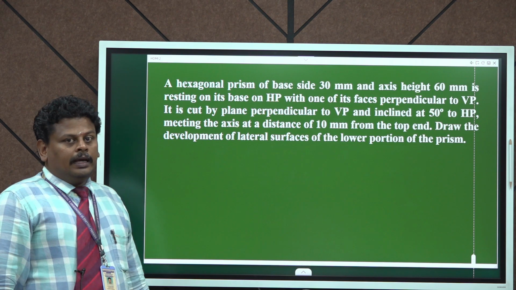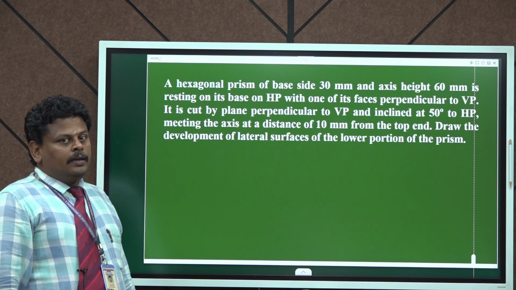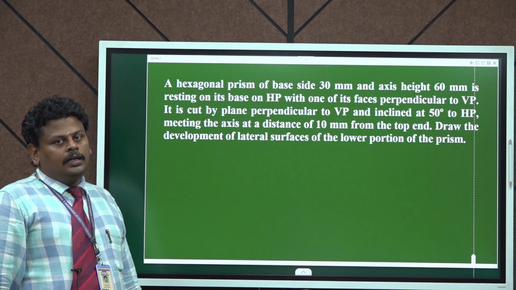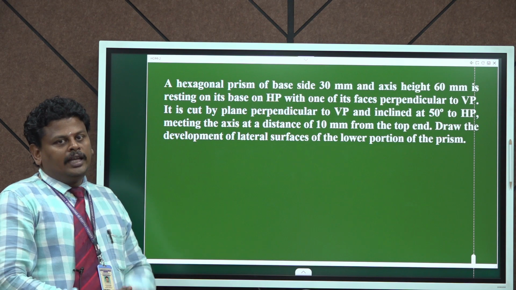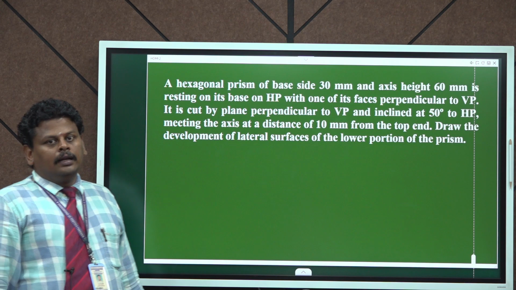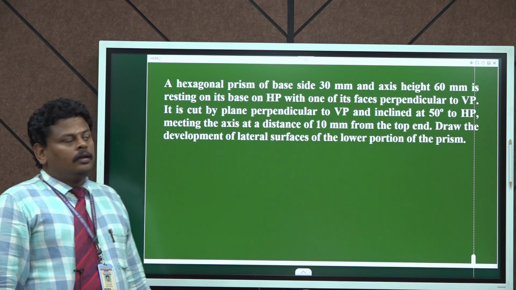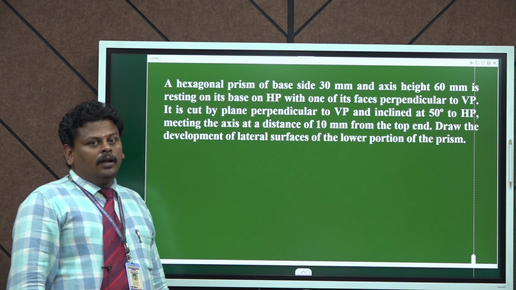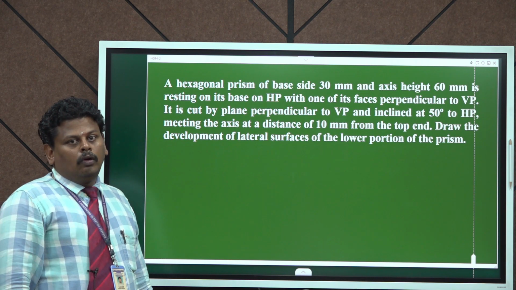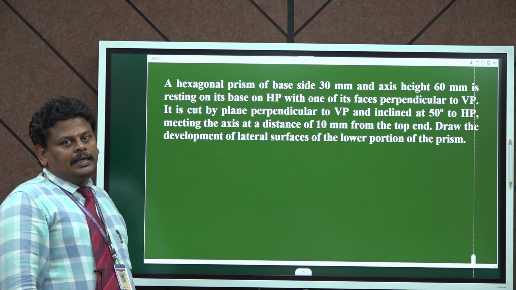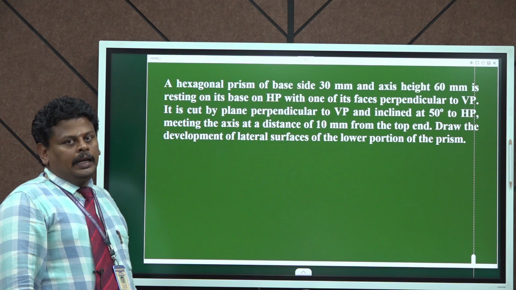The problem is a hexagonal prism. Its base side is 30 mm, axis height is 60 mm, and it is resting on its base on HP. So we will be able to see the hexagon in the top view, and here one of the faces is perpendicular to VP. So we need to draw one of the sides of the hexagon perpendicular to the XY line.